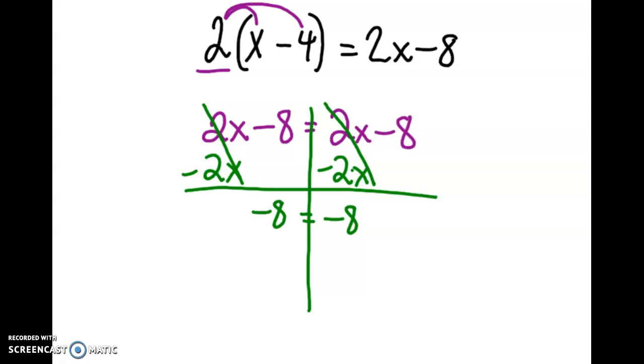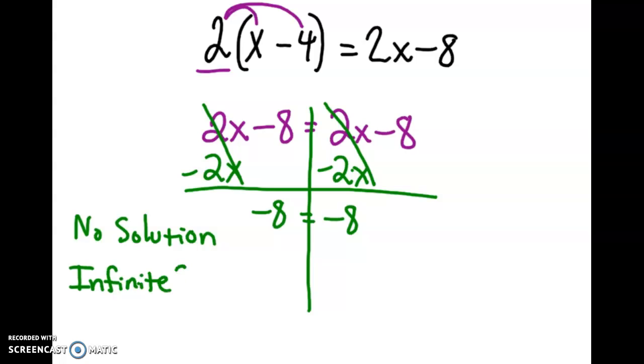Now, when both variables eliminate, our answer is either no solution or infinite solutions. Okay? Sometimes you might actually get an answer, but in this case, if both variables are eliminated, we don't have an x anymore, so we cannot solve to get one number as our answer. So how can we tell if it's no solution or infinite?